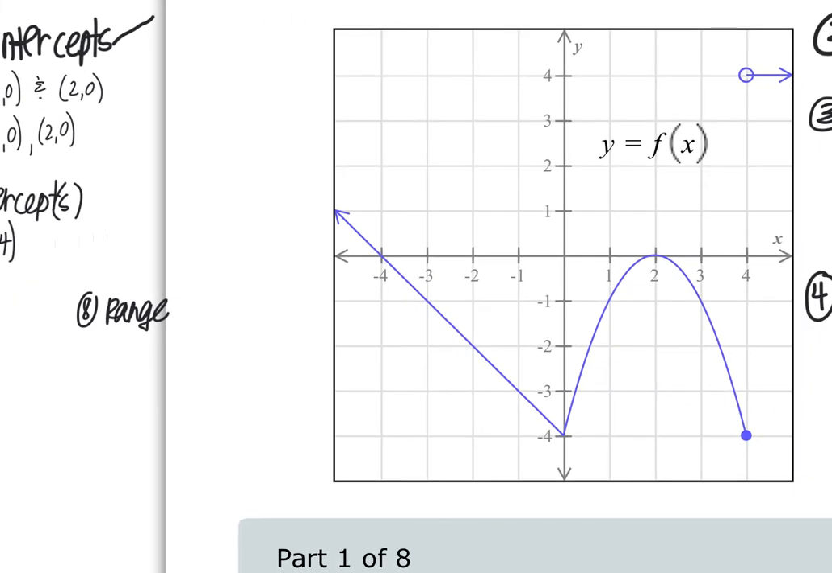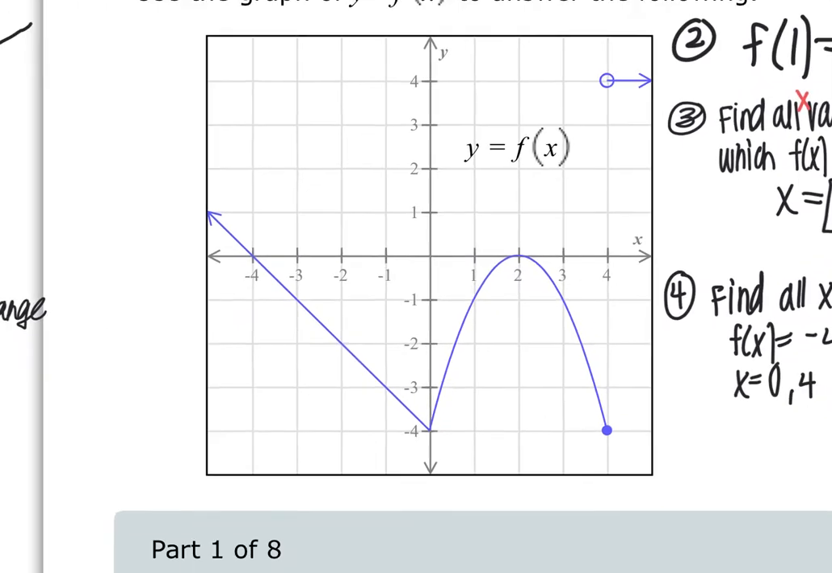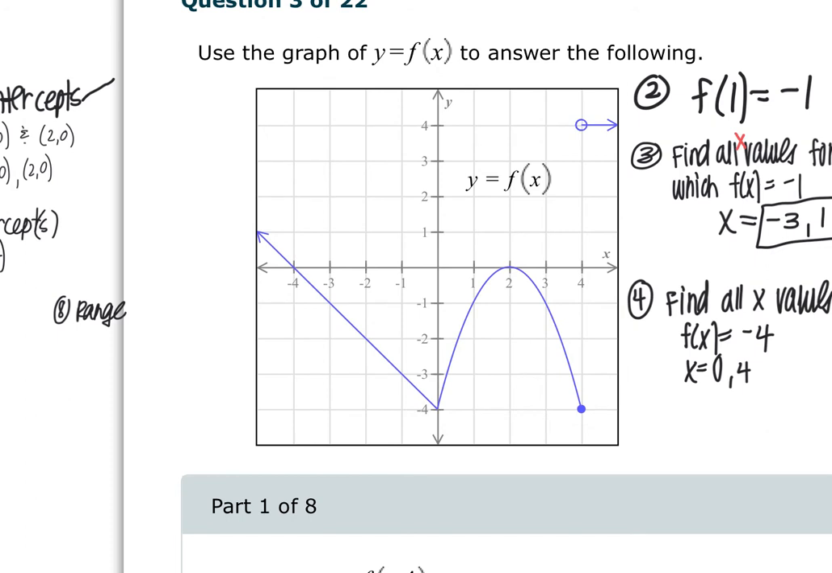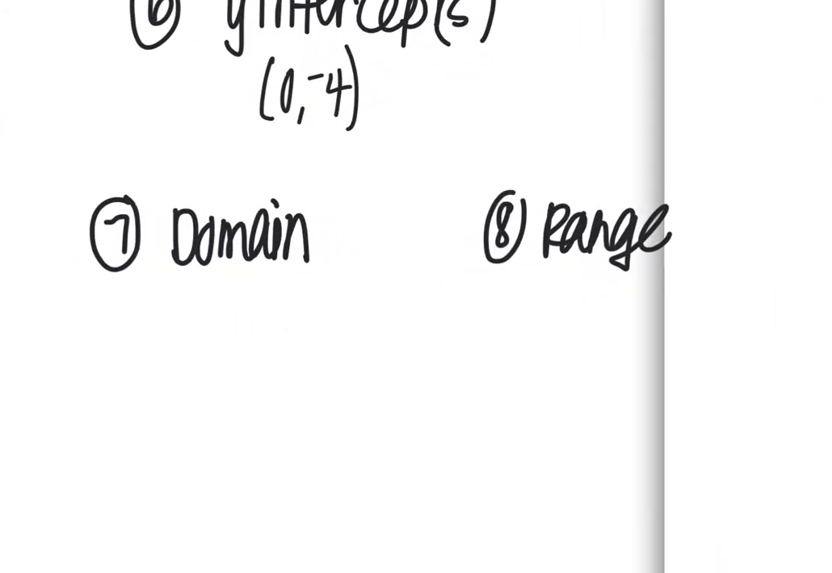Parts 7 and 8 ask about the domain and range. Let's remember that our domain is our x values, where we have x values. We're going to work from left to right. Starting at my furthest left, I have this arrow upward and to the left, which tells me that we're starting off with our domain at -infinity.